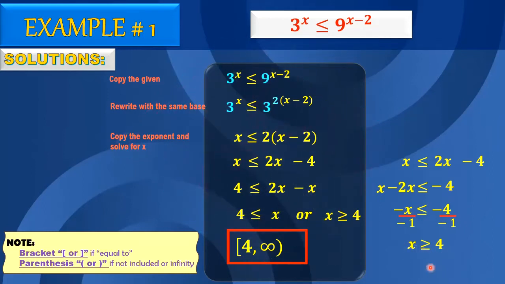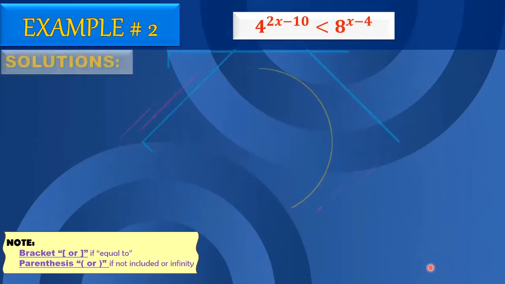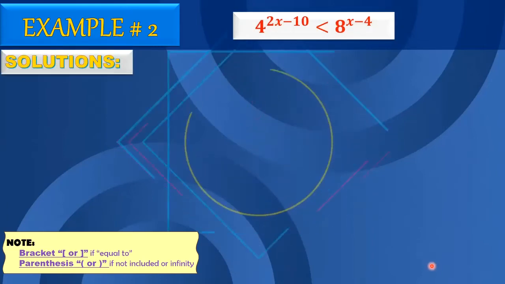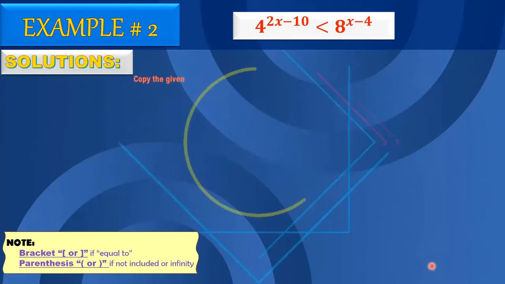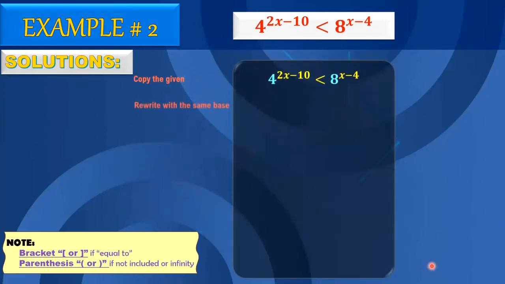Let's proceed to example number 2. We have here 4 raised to the power of 2x minus 10 is less than 8 raised to the power of x minus 4. So first step, copy the given. Second step, we need to rewrite with the same base. Now, 8 can't be expressed into exponential form with a base of 4. It's not possible. That's why we need to express 4 and 8 into exponential form with the same base. It is possible if the base is 2. So that becomes 4 as 2 squared, and 8 as 2 raised to the power of 3.